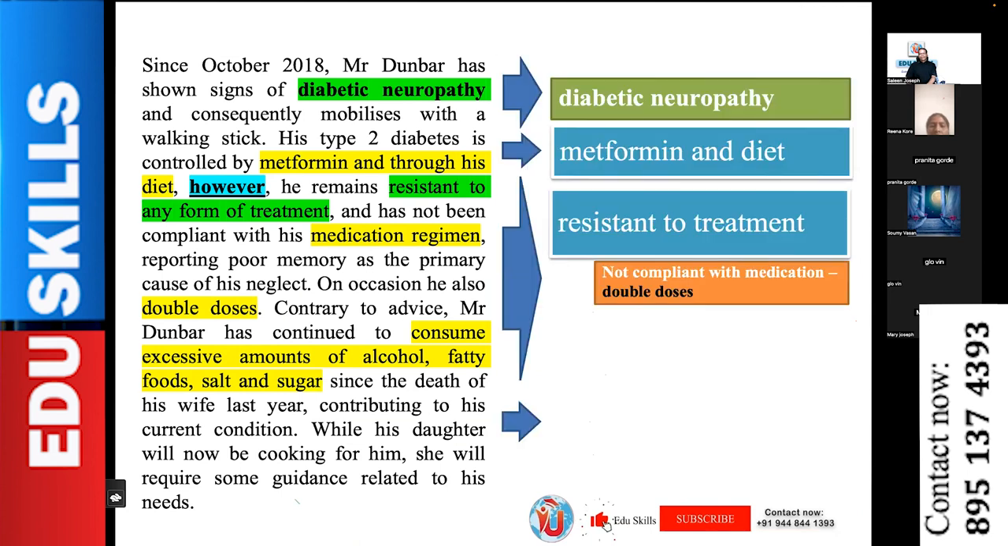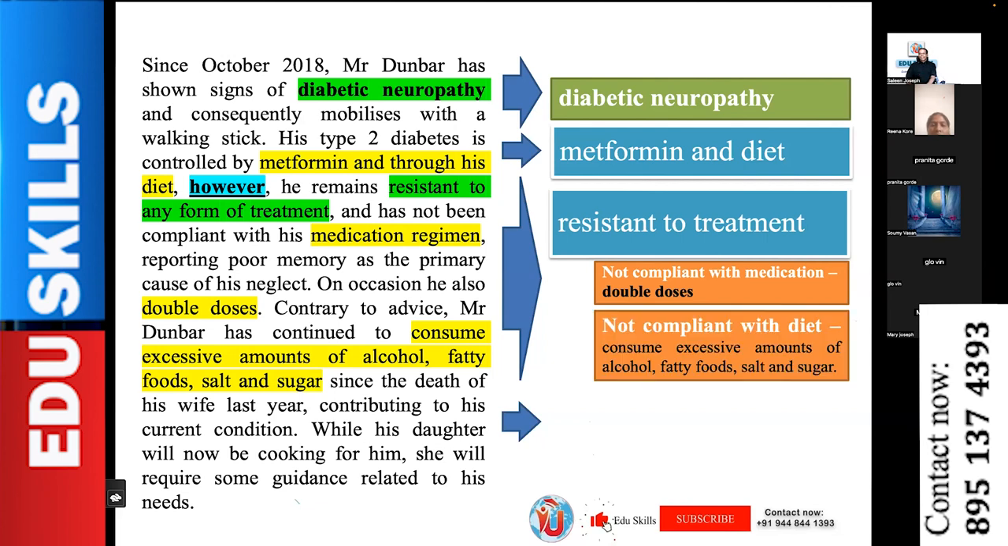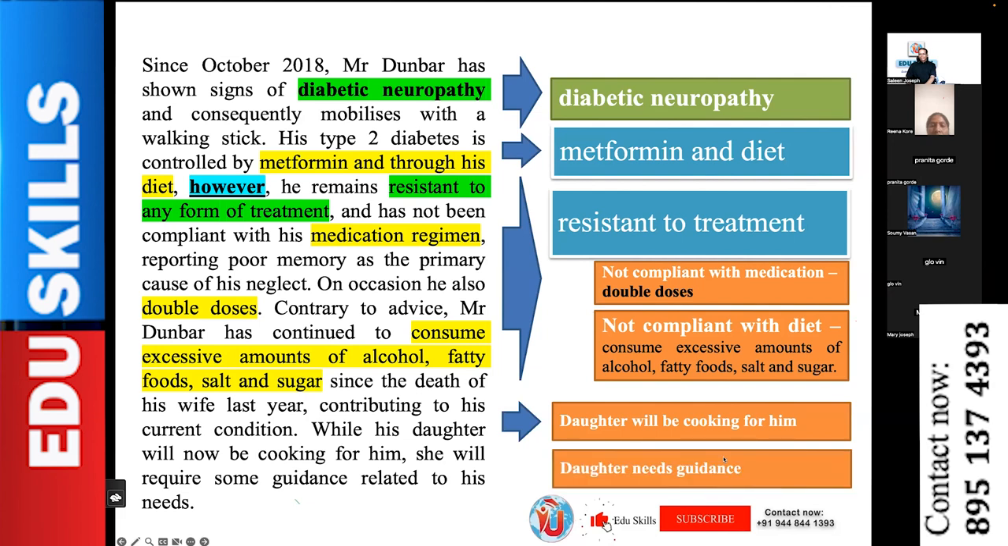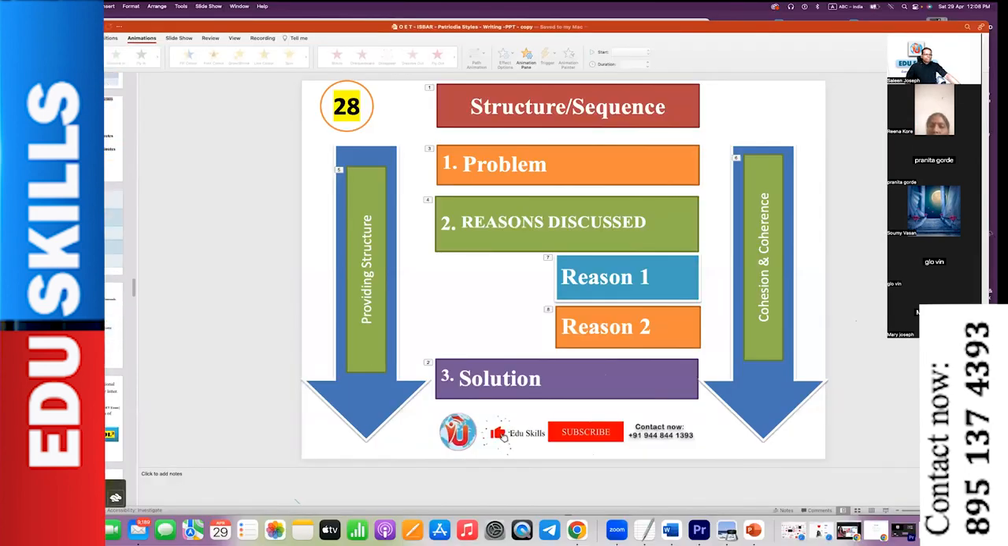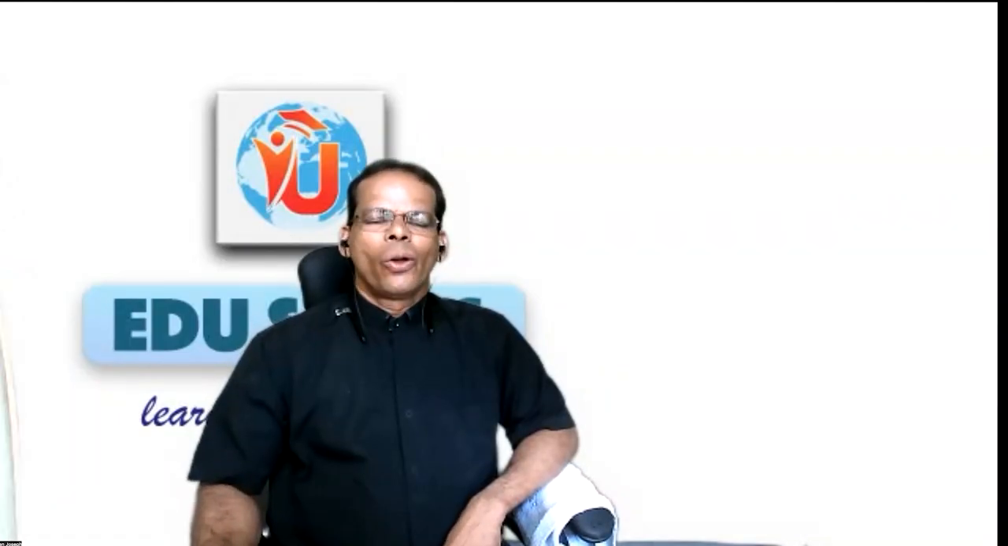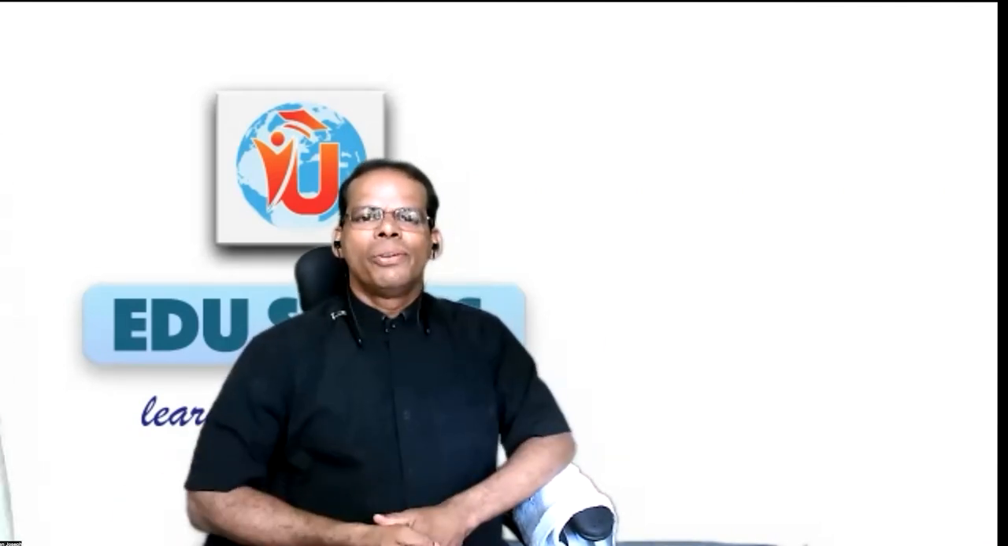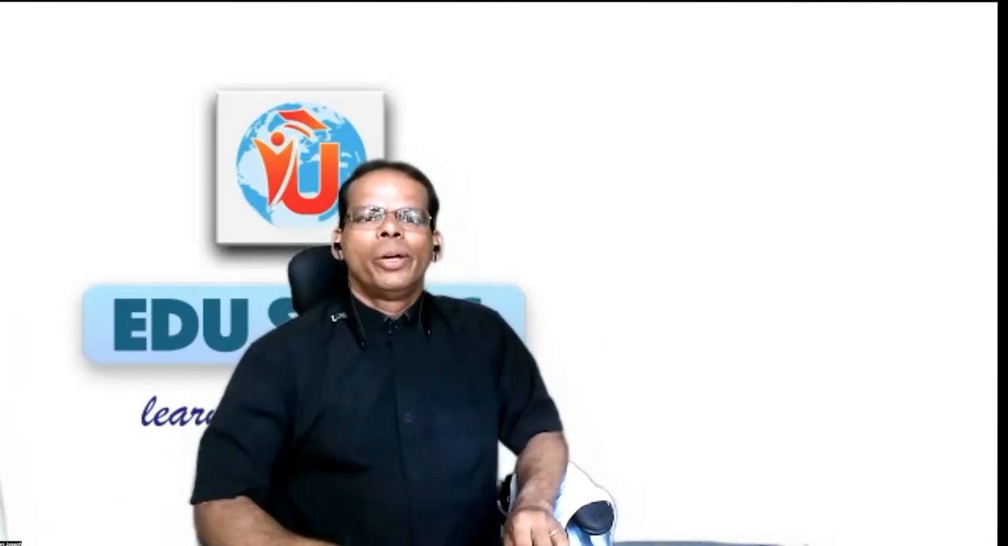This is how I show the development. See, diabetic neuropathy in the topic sentence, that is the controlling idea. That is thematic paragraph. I told you, thematic paragraph based on issue. Then what was the medication? Then the resistance. How did he resist regarding the medication and diet? Then what will happen next? What is to be done? Daughter will be cooking for him. Daughter needs guidance. So beautifully done. I don't want it to take so long, but these are connected steps. If you don't go at one go, you may not remember.